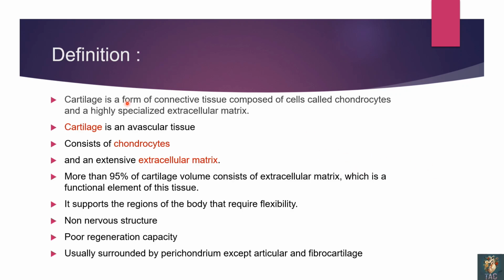So first, by definition, cartilage is a form of connective tissue composed of cells called chondrocytes and a highly specialized extracellular matrix. So this is a specialized type of connective tissue. It is an avascular tissue, very important point. Cartilage does not have a direct blood supply. It consists of the chondrocytes and it has an extensive extracellular matrix. More than 95% of the cartilage volume consists of extracellular matrix, which is the functional element of this tissue.